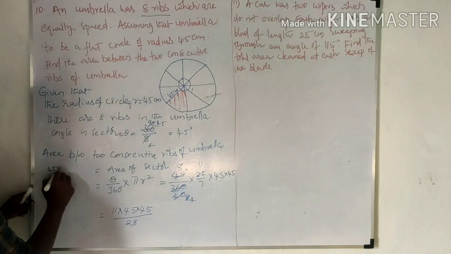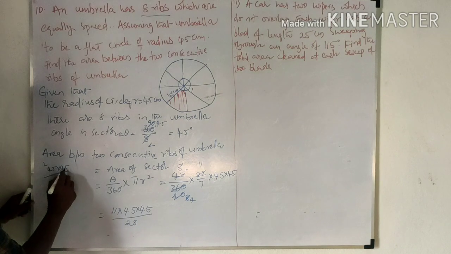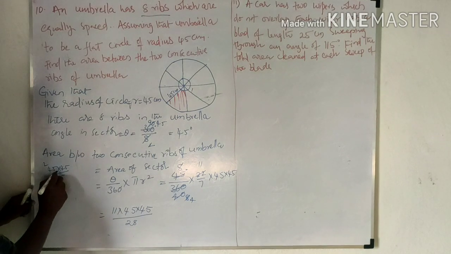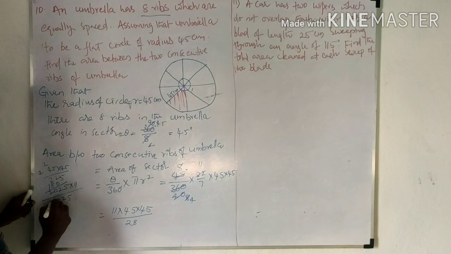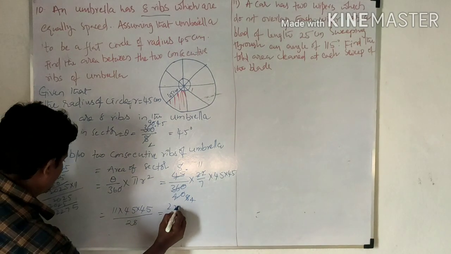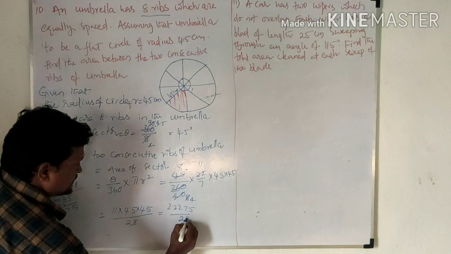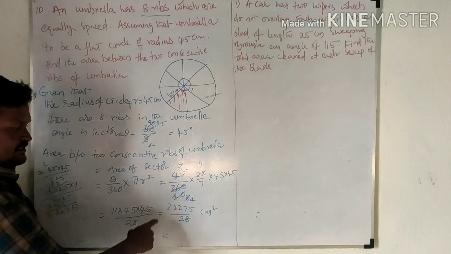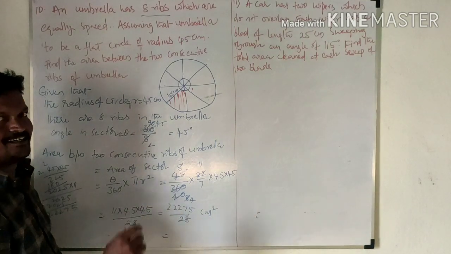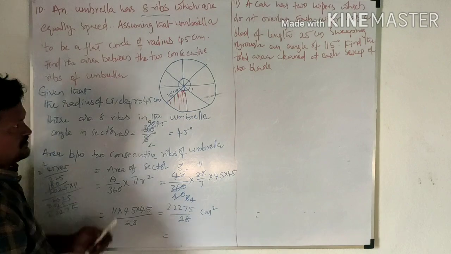Now 45 into 45: 5 fives are 25, 5 fours are 20, 22. 4 fives are 20, 4 fours are 16, 18. That gives 2025. Multiplied by 11, it will be 22275. That will be 22275 by 28 centimeters squared. Otherwise, you can divide this number by 28 and you will get it in decimal form. Okay, this is the question.